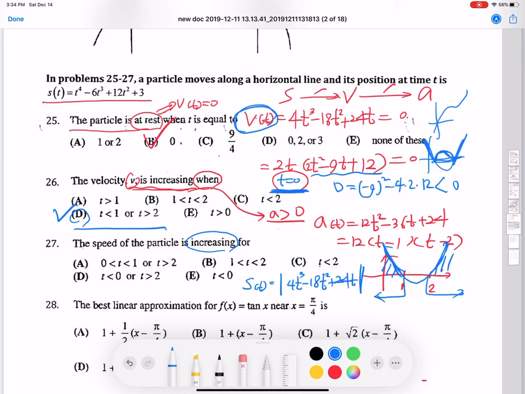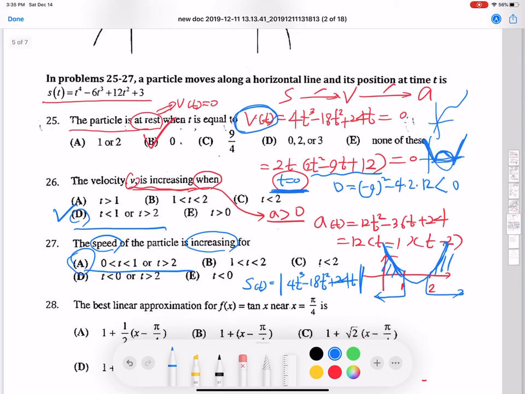Okay? So speed is increasing. So 0 to 1 and 2. Same thing. So speed function increasing, in this case velocity function increasing. Same question basically. But some part of velocity function is under the x-axis. You have to flip over that part. In that case, the answer is going to be different.